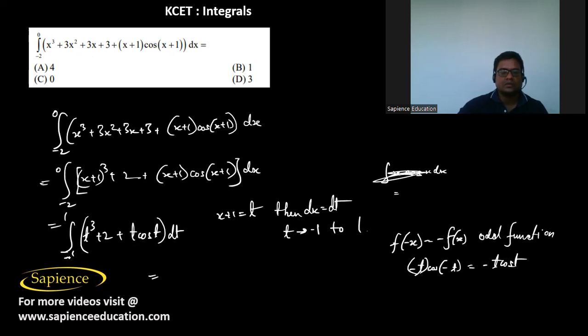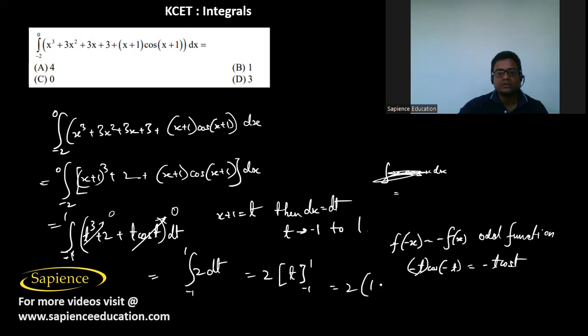So if we integrate it from minus 1 to 1, this will become 0. This will also become 0, but only integral 2 dt we have to do, minus 1 to 1. So this is 2, integral dt is t, and minus 1 to 1. So this is 2 into 1 plus 1, which is 2 into 2, which is 4. So option A is the correct answer.